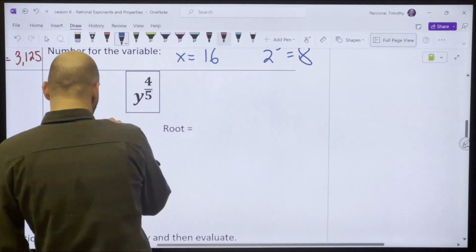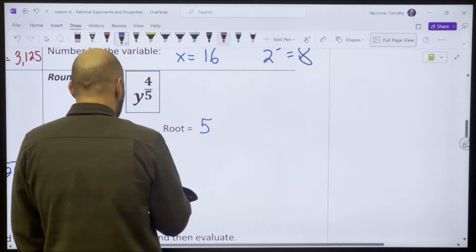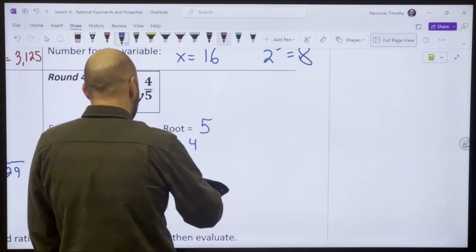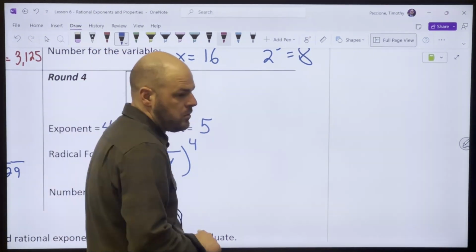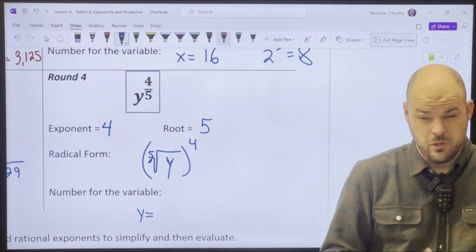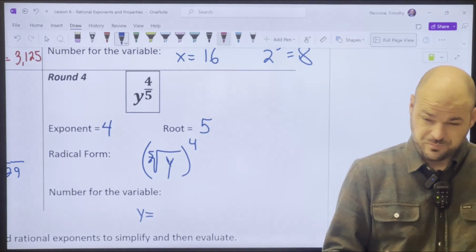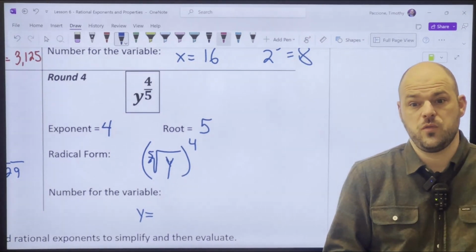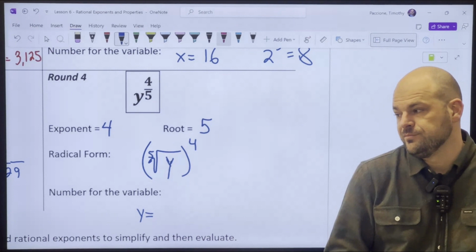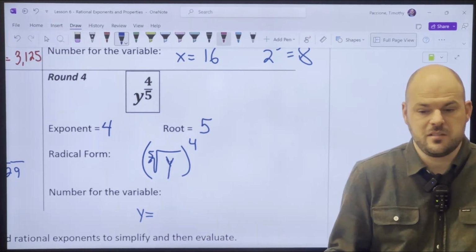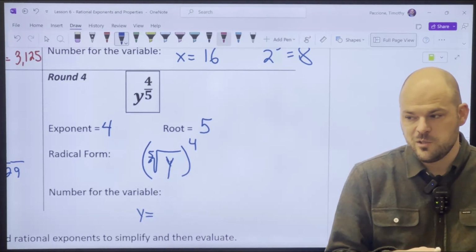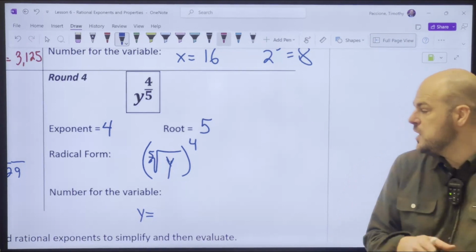Exponent is 4. Root is 5. So I have the 5th root of y to the 4th, and I need a y. What must be true about this y? You must be able to take the 5th root of it. So, boy, I don't really know the things that you could take the 5th root of. So what could I do to figure one out? Yeah, just take something to the 5th or multiply a number 5 times. Yeah. We did say we're not going to use 1. So what number could work here?